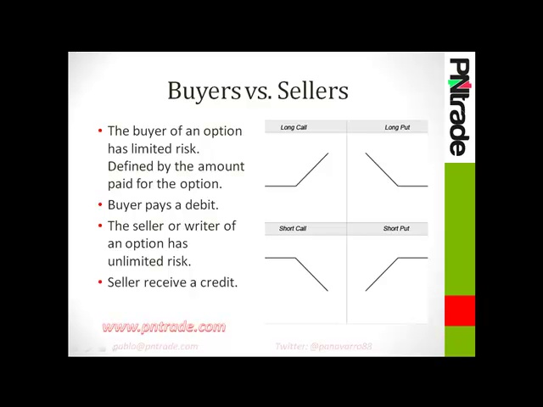The seller of an option has limited gains defined by the dollar amount received when the trade was established. The seller receives a credit. An example, if an Apple call costs $4 and we sell that call, that is the maximum amount that we could win on this trade, those $4. But still, we will have unlimited risk on the trade.